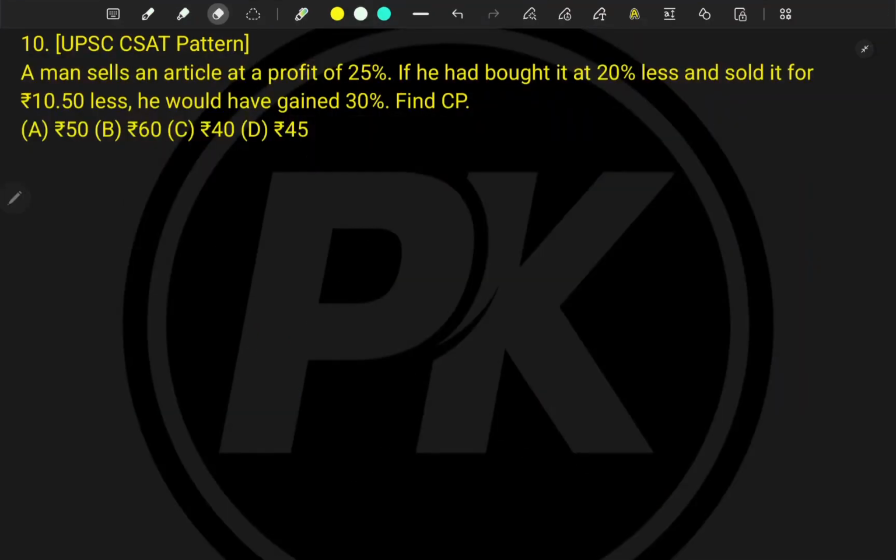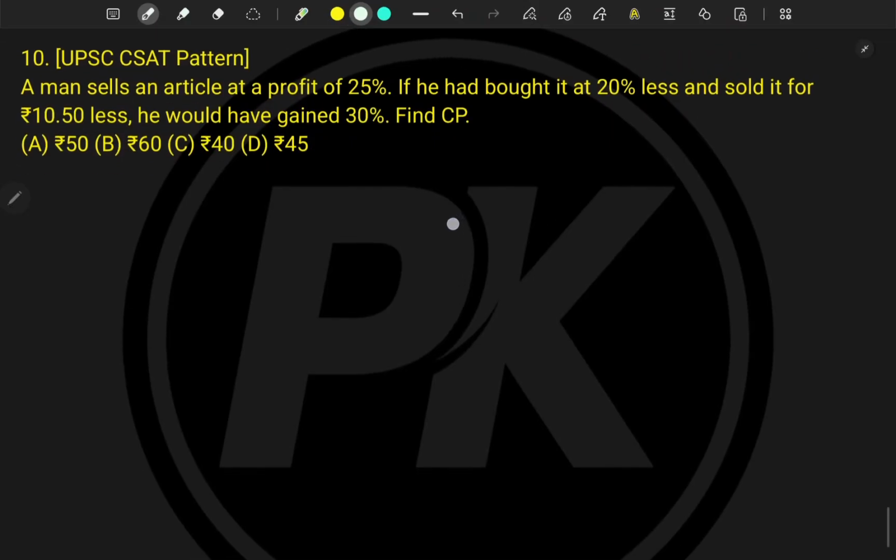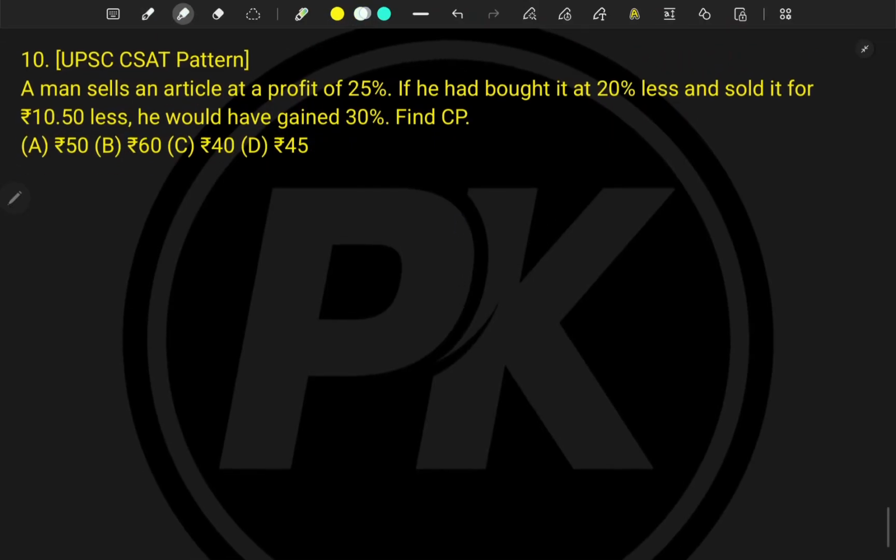Okay, so let's see problem number 10. This is a very, very interesting problem. First, let's try to understand the problem itself. A man sells an article at a profit of 25%. If he had bought it for 20% less and sold it for rupees, let's say, 10.5 less, he would have gained 30%. And with this information, we have to find out the cost price.